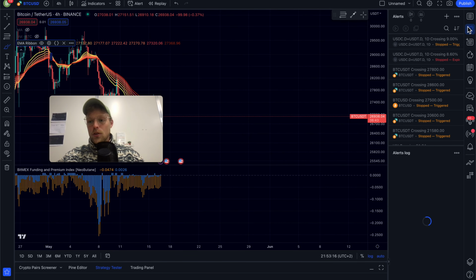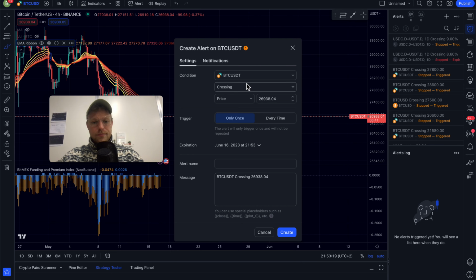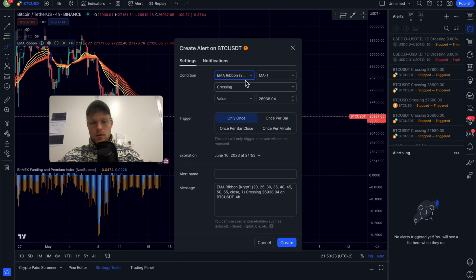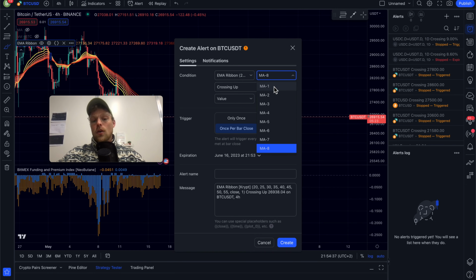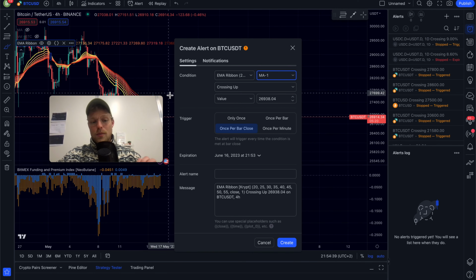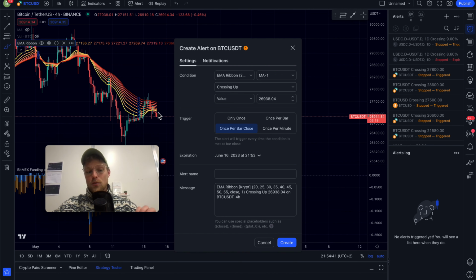So we click right here on alerts. You click on add. Then you click right here. Bitcoin, we go to EMA Ribbon. We click moving average 8, that is red. Then we set crossing up right here. So guys, we are doing once per bar close because we don't want to get notifications every time it goes above this line. If you would like that, you can also set, for example, it already on 1, which means that once we break above that yellow line right here, you already would get that notification.